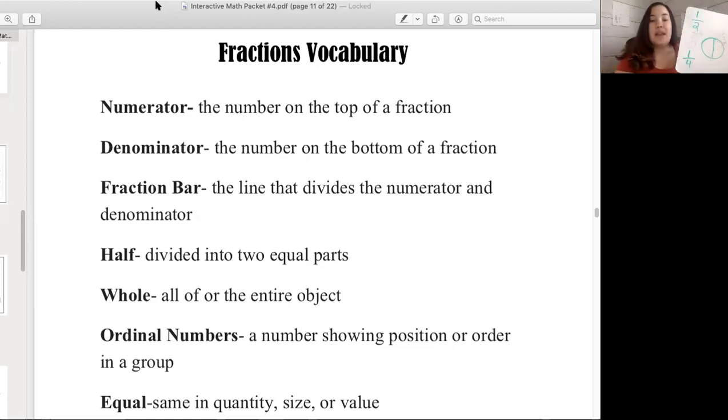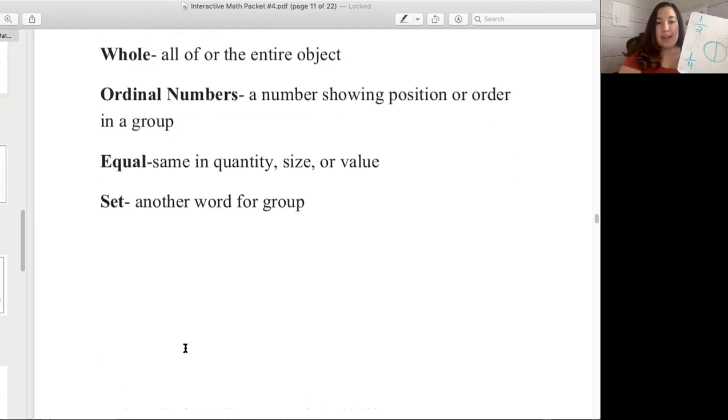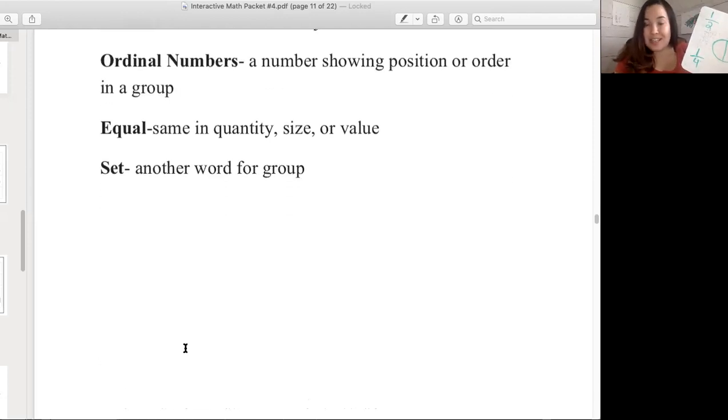All right, now I have ordinal numbers, and that sounds a lot trickier than what it is. It's just first, second, third, fourth, fifth, sixth, hundredth, whatever. It's just the way you say something if you were in a race. Someone would be first place, someone would be second place, third place, fourth place, fifth place, sixth place. Ordinal numbers just show position in order of a group. And equal means it's the exact same as something else. And then a set is another word for a group. If I had a set of 3, I would have a group of 3.